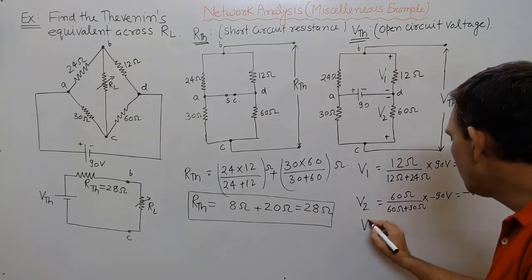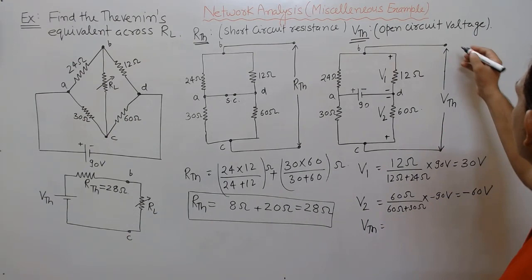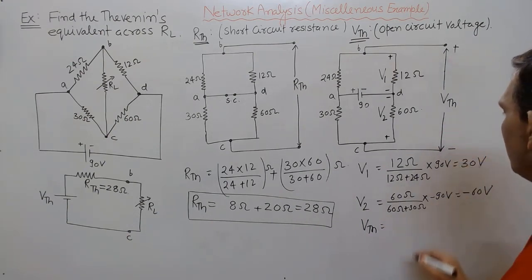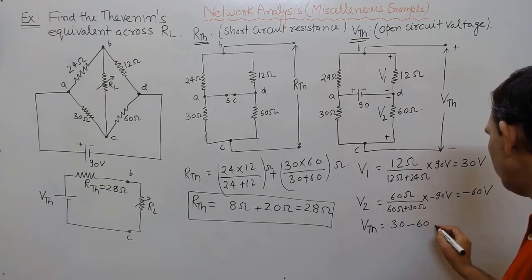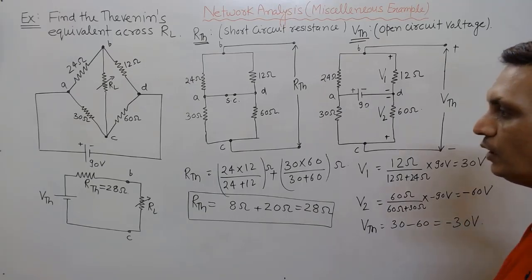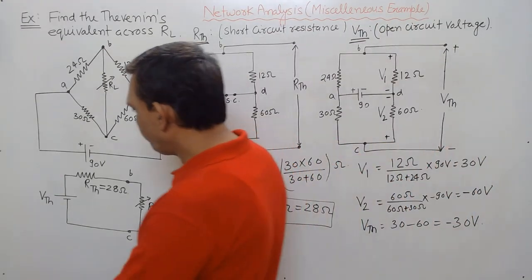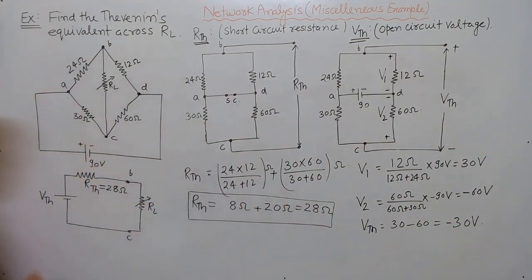So VTH is given by, if you measure VTH, this voltage plus minus, you will get 30 volt minus 60 volt. So that will be minus 30 volt. So VTH is minus 30 volt. So when VTH is minus 30 volt, it means its polarity is opposite.